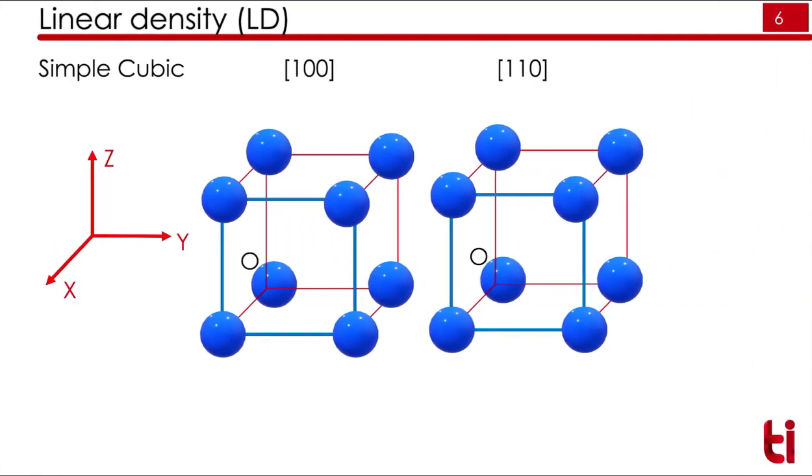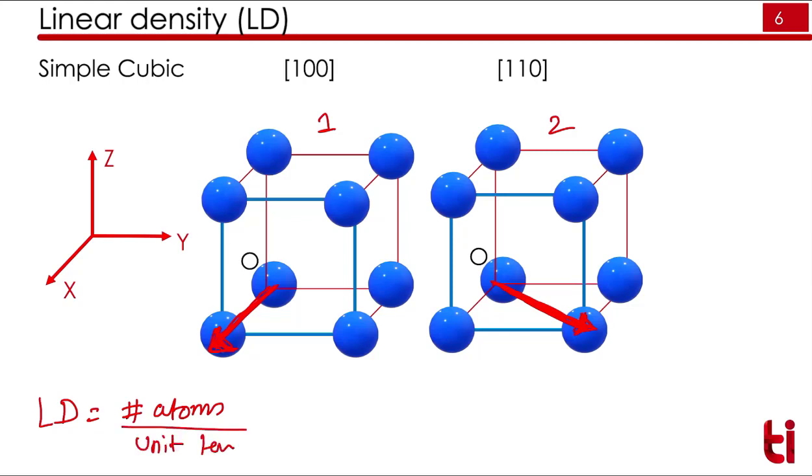For example, this is the simple cubic unit cell. I have to show here the 100 direction in the first unit cell. So this is the first unit cell, this is the second unit cell. The 100 direction from the origin will look like this. This is the 100 direction. In the second one, if you want to show the 110 direction, we can show it like this. This is the 110 direction. Now our formula for linear density is the number of atoms on the direction divided by unit length.